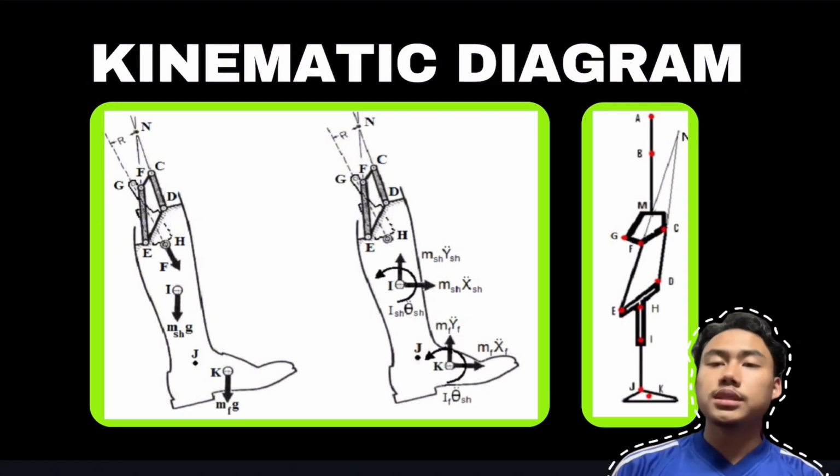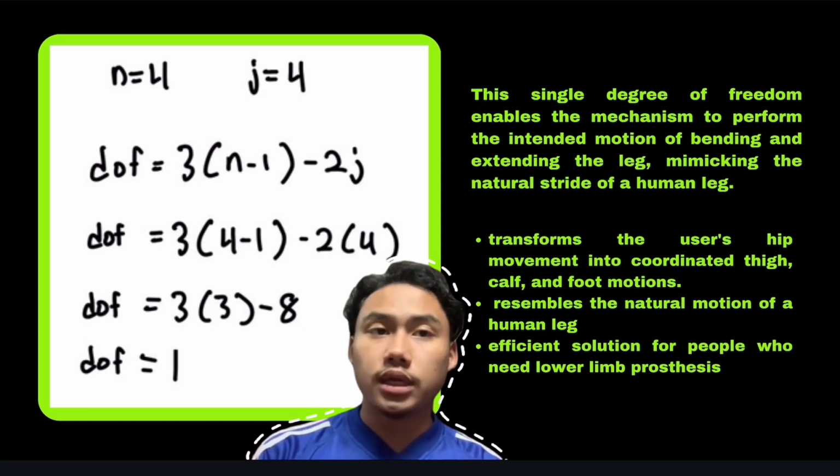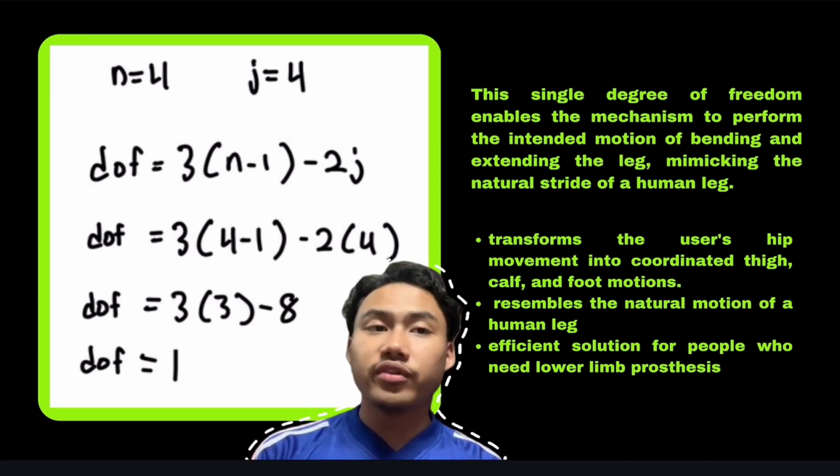These forces and moments stabilize and control the prosthetic leg, allowing the user to walk naturally. Proper regulation of these dynamic interactions is crucial to the prosthetic's effectiveness, comfort, and safety. Next, the degree of freedom for this 4-bar linkage mechanism in this prosthetic leg is 1, which represents the independence of the motion driven by the user's hip movement.